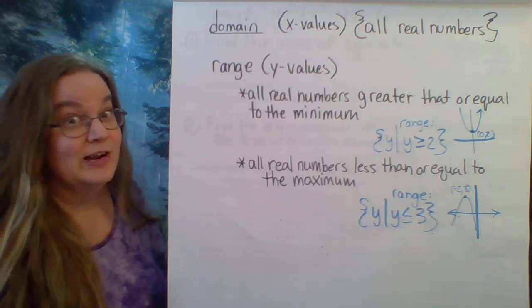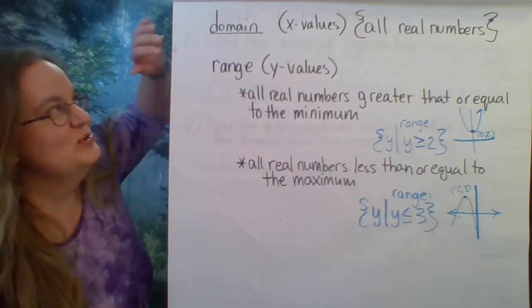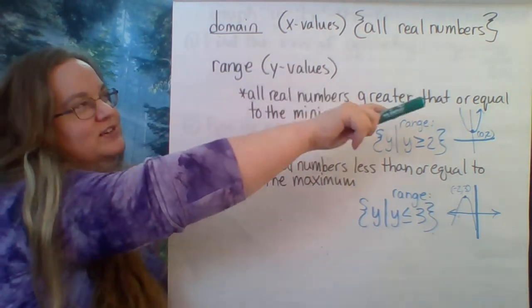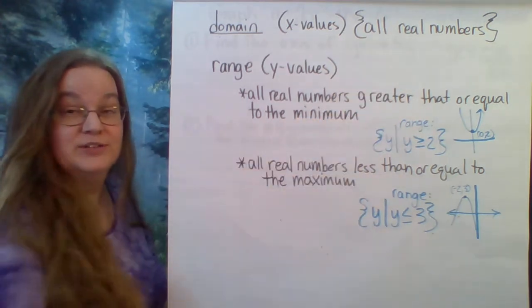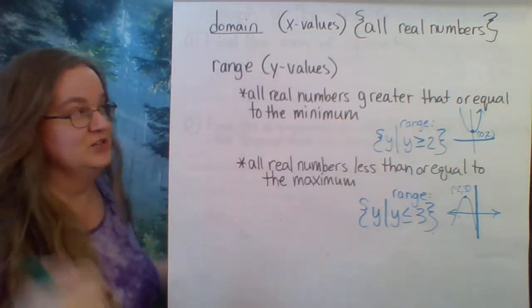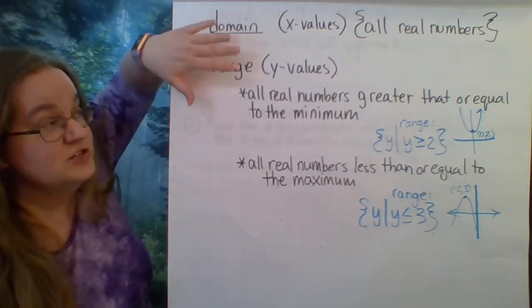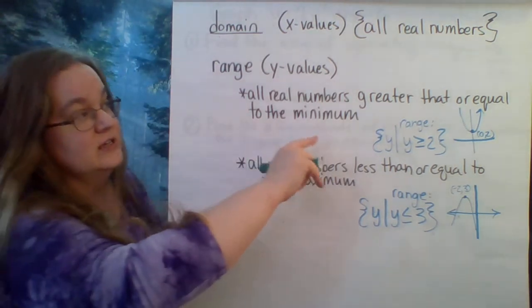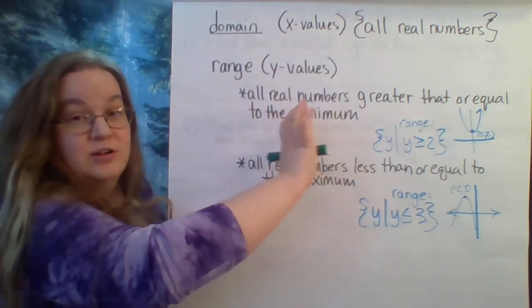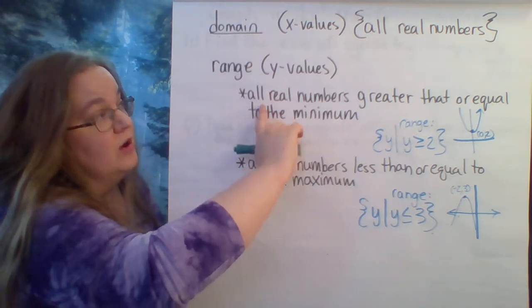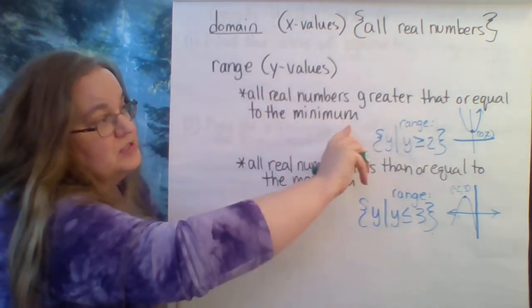All right, a couple more vocabulary words. Domain, remember, is the x values, and so these are all real numbers because it can keep going in each direction. The range is the y values. If we have a minimum, so the graph opens up, it's all real numbers greater than or equal to that minimum.